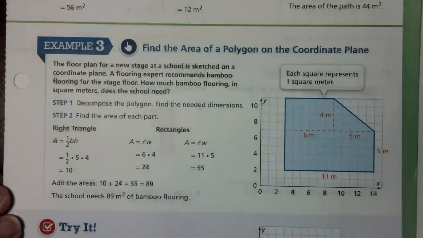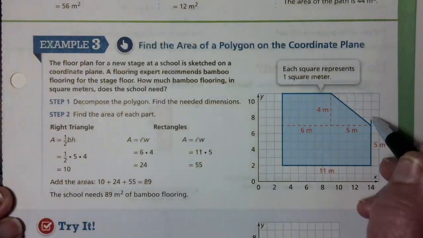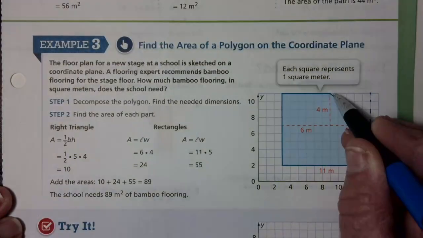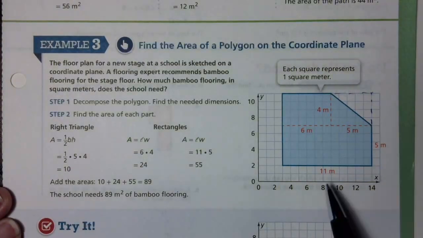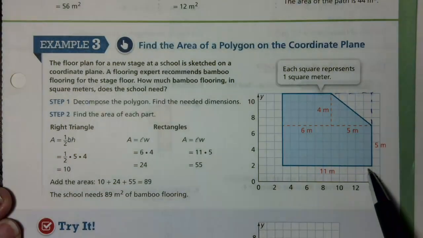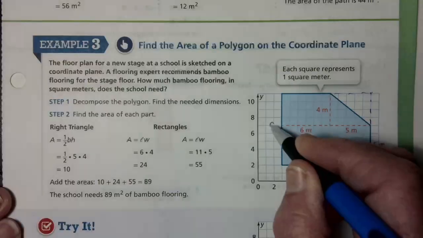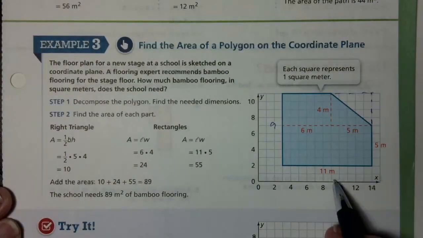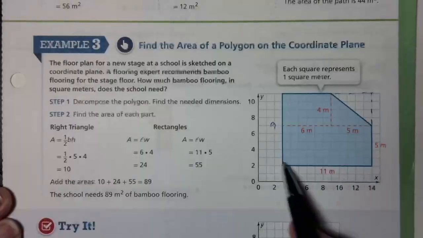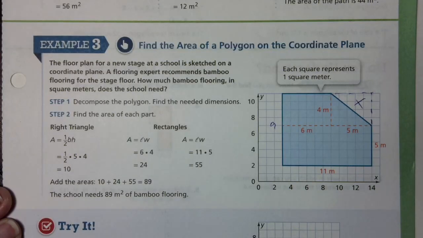Now, could they have done this with subtraction? Of course they could. They could have extended this on out to here, and this is 11 this way, and it's 1, 2, 3, 4, 5, 6, 7, 8, 9 this way. They could have done 11 times 9 and found this whole thing and then subtracted off that corner right there and done it by subtraction also.